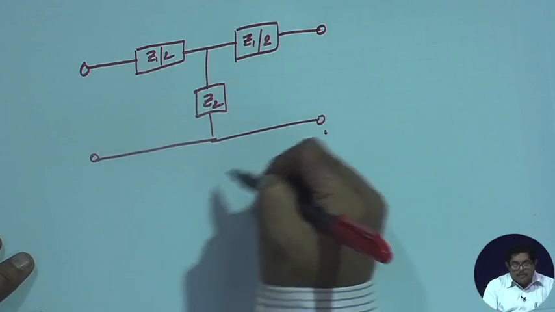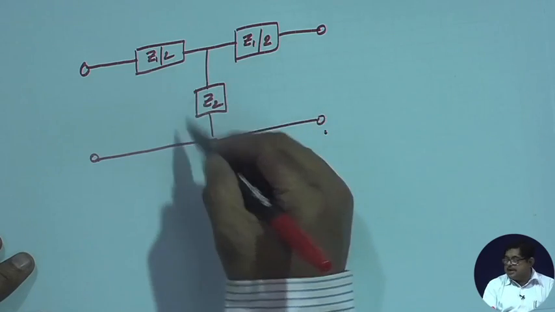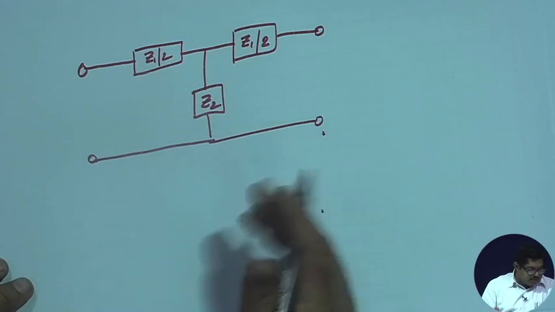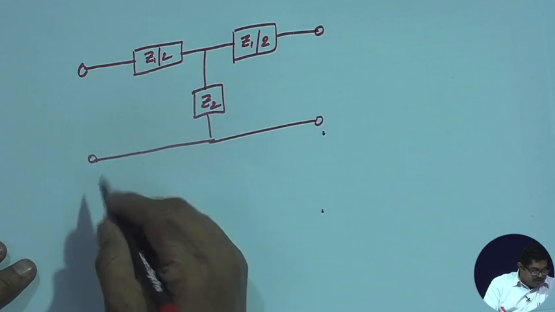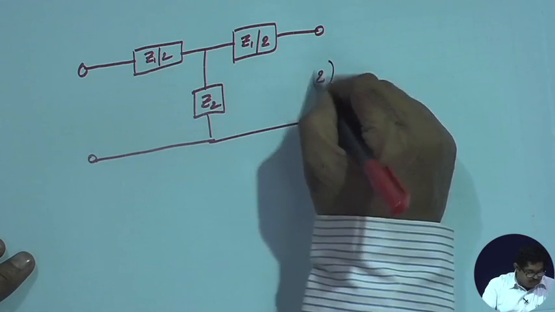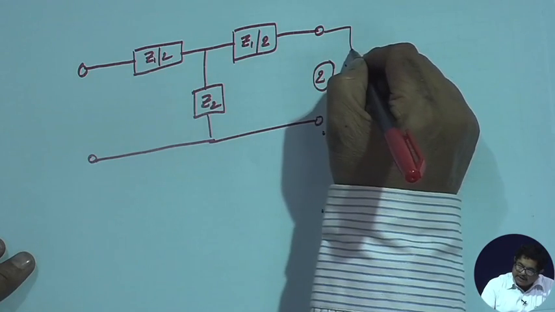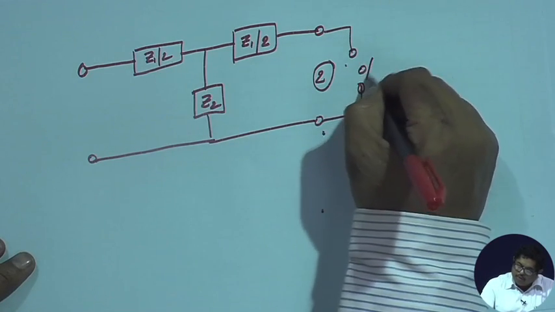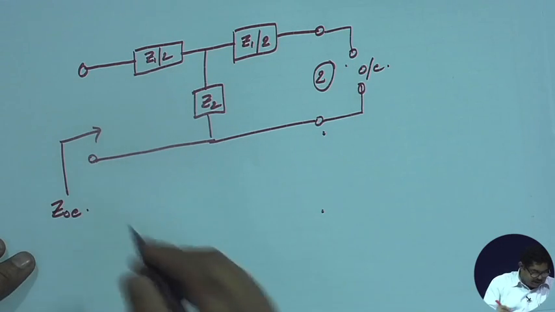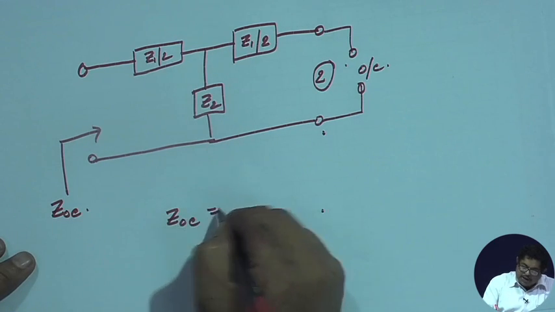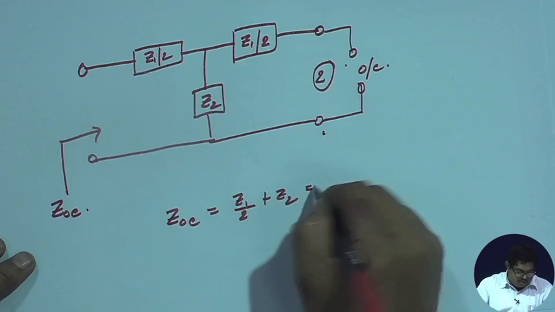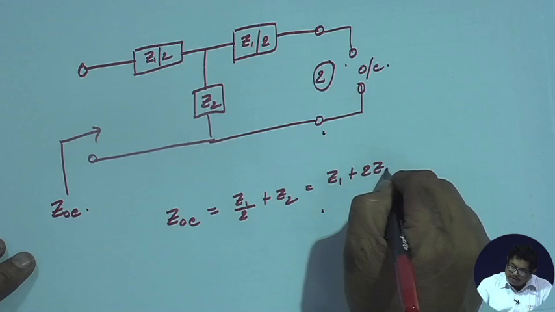We want to derive the propagation constant gamma of this network. Already we have done tan gamma. So, from there we will enforce the passband condition. Let us make port 2 open circuit. That time we call it ZOC, and what will that ZOC be? ZOC is easily Z1 by 2 plus Z2, that is equal to Z1 plus 2Z2 by 2.